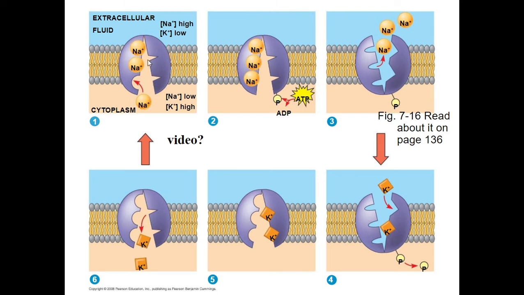Anyway, what we see here is, in this situation, inside the cell, we have a low concentration of sodium and a high concentration of potassium. That's inside the cell. Outside the cell, we have the opposite. We have a high concentration of sodium and a low concentration of potassium.